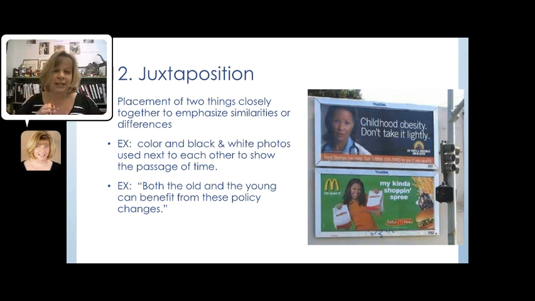We went from these old-fashioned black and white sepia tones up to modern pops of color. Or in sentences, things like both the old and the young can benefit from these policy changes. Or as you see in these two billboards here, the juxtaposition of a complaint about childhood obesity next to a fast food ad just brings out the irony in that particular positioning of those two objects.